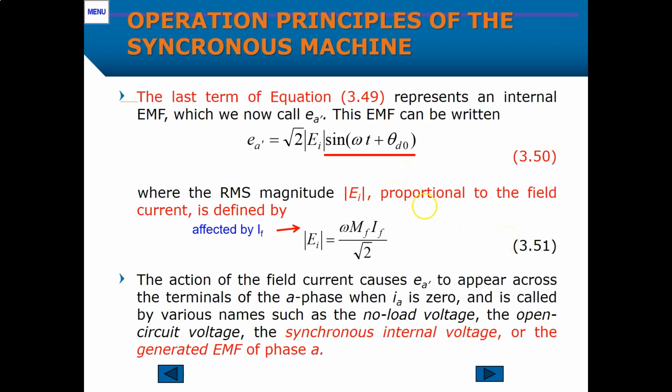The last term of the previous equation can be represented as an internal EMF, which we can now call EA dashed. This EMF can be written in this fashion, where the RMS magnitude, as you can see here, is proportional to the field current and is defined in this fashion. The action of the field current causes an EA dash to appear across the terminals of the A phase when current IA is 0, and it is called by various names, such as the no-load voltage, the open circuit voltage, the synchronous internal voltage, or the generated EMF of phase A. So different names for this. You will probably see that in the literature also.